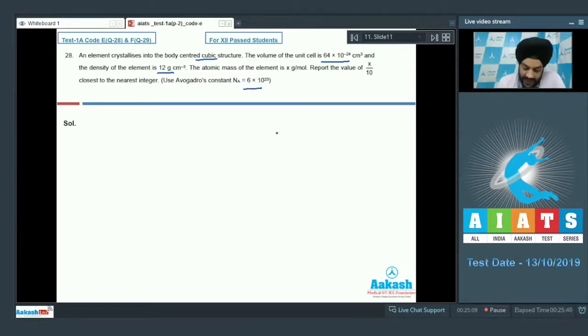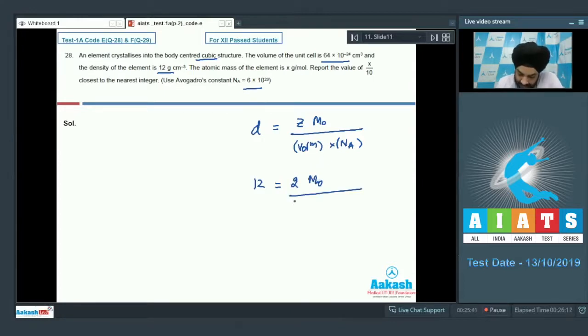So we can directly put the formula of density, students. Density is equal to Z, which is the rank, into the molar mass M0 upon volume into Avogadro's number. So we can just substitute the numbers which are given to us. The density value is 12 gram per centimeter cube, the rank of the unit cell is equal to 2, and the molar mass we have to report. The volume given to us is 64 into 10 to the power minus 24, whereas the value of the Avogadro number given to us is 6 into 10 to the power 23.